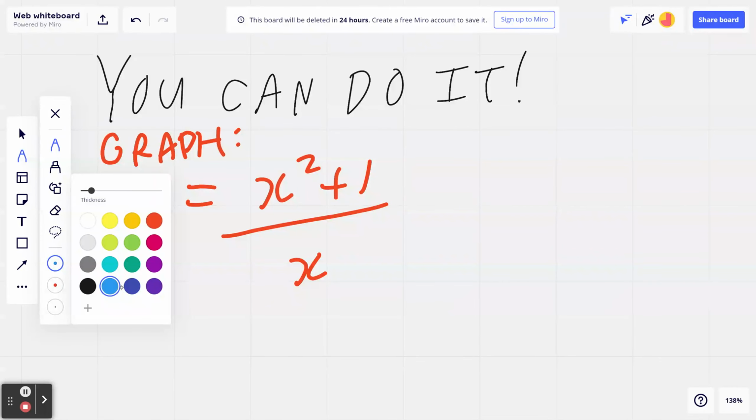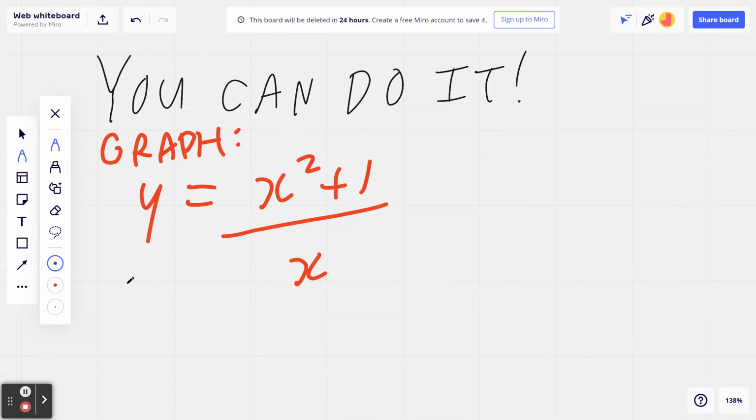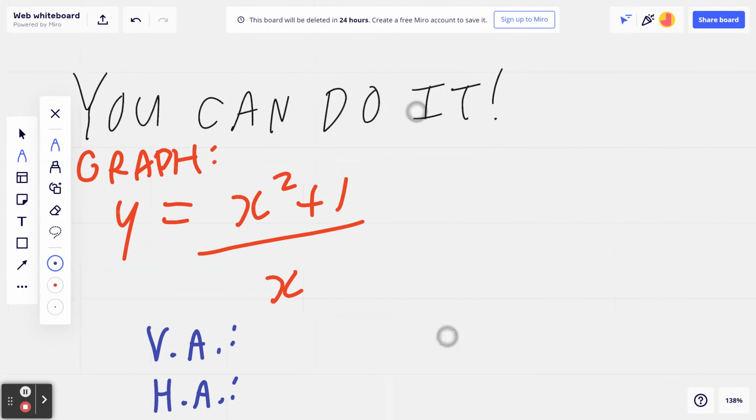Hi everyone. Let's take a look at the following example. Graph y equal to (x squared plus 1) divided by x. Step 1. Write down all the vertical, horizontal, and potentially oblique asymptotes.